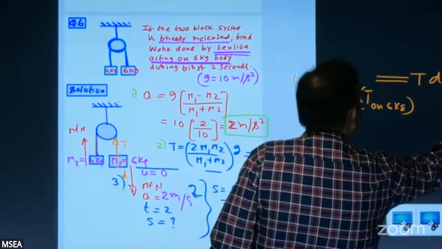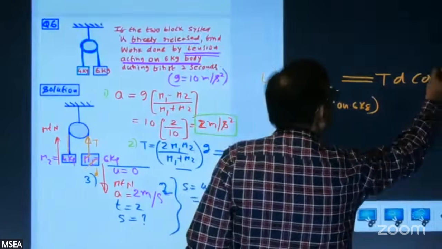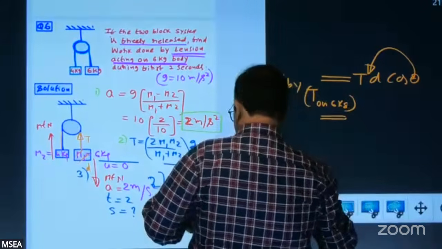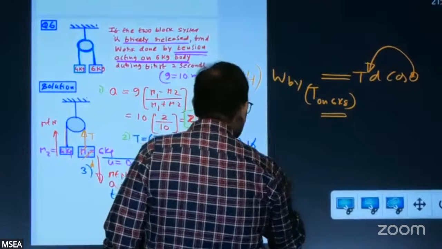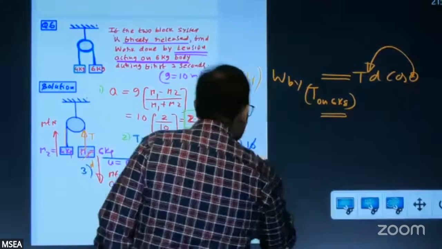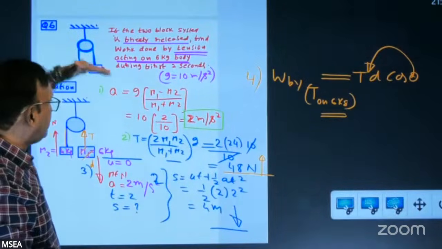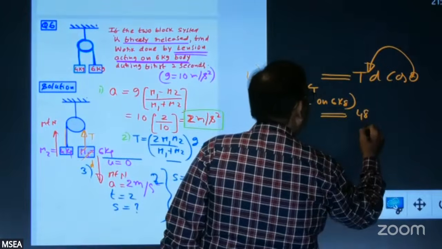So what is the work done by tension in the string? Work done by any force is F d cos theta. Here it is T d cos theta, where theta is the angle between T and d. What is the tension in the string we have seen? Already we have found the tension in the string is 48 Newton upward. This tension acts upward, we discussed.